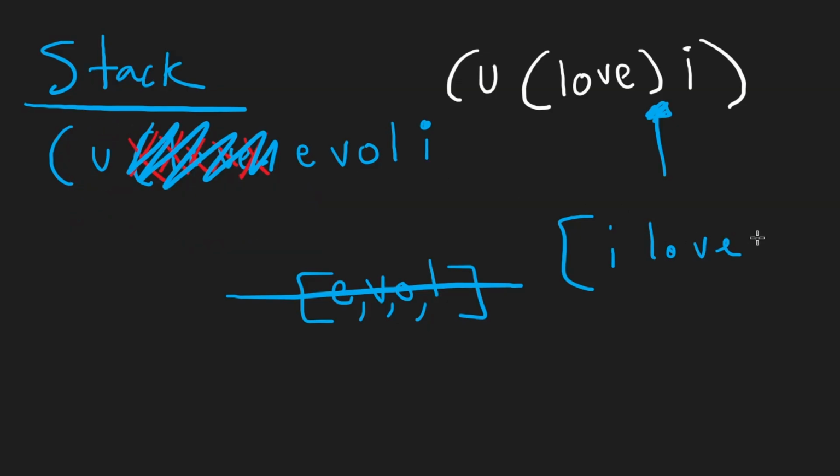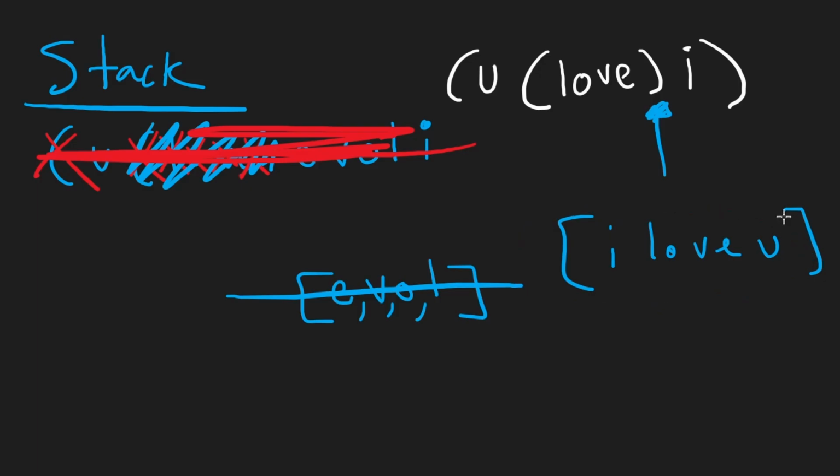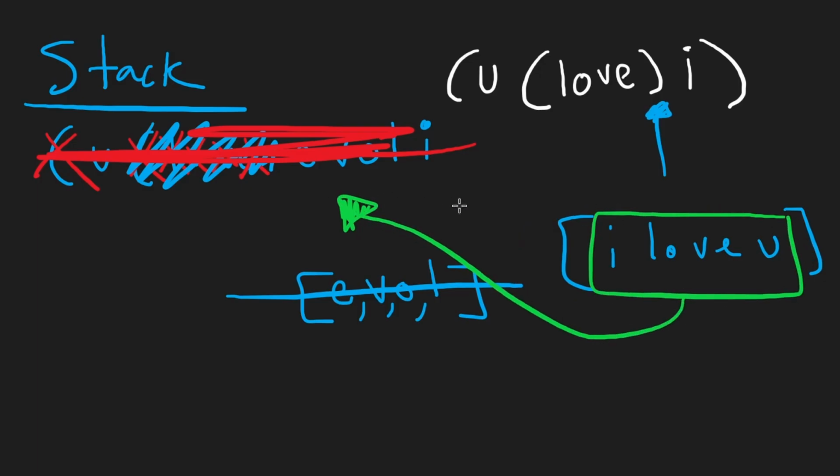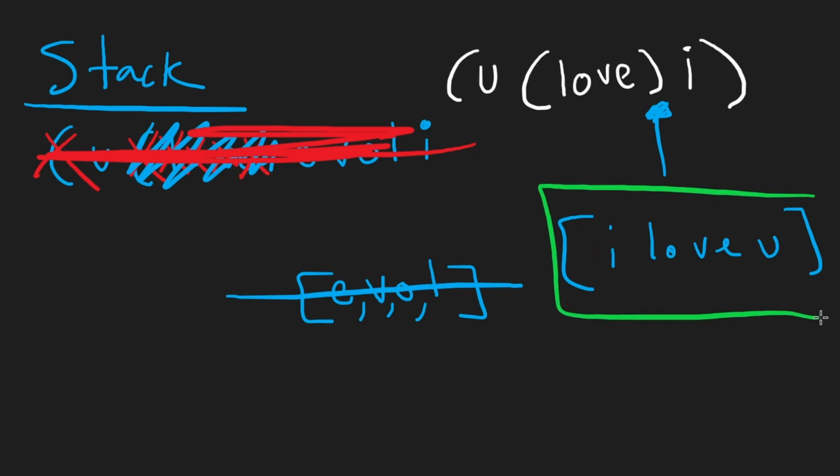We got U over here. Add that. Finally, the closing parenthesis. We remove that, right? We just get rid of it. So everything has been popped from the stack. We're going to take this and now add all of this to the stack. So by the end of it, our stack will pretty much just look like this.